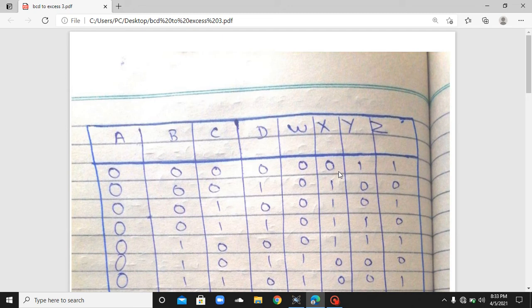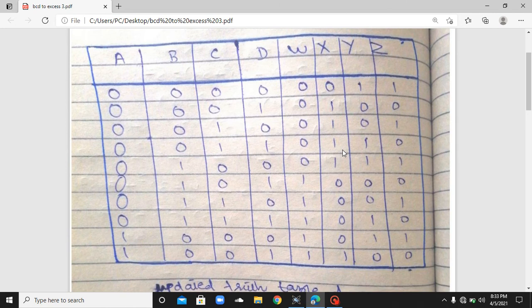The inputs in this truth table are represented by A, B, C and D, and the outputs are W, X, Y and Z. I have made the truth table which you can see over here. This truth table shows that when A, B, C and D are 0, the output will be 0011, and when A is 0, B is 0, C is 0 and D is 1, the output will be 0100, and simultaneously this whole truth table works.